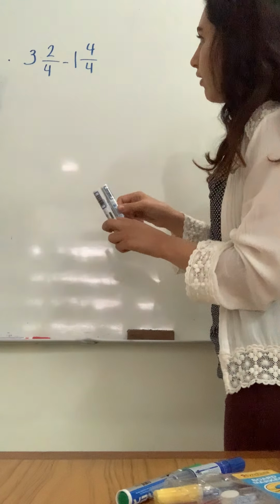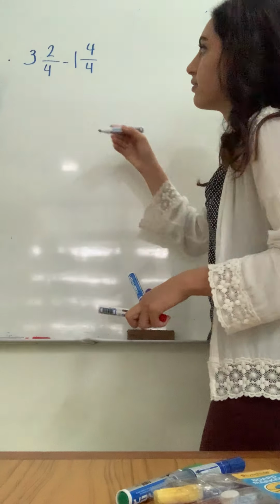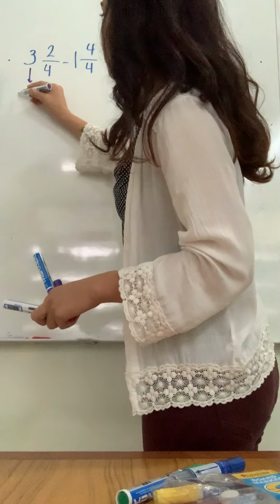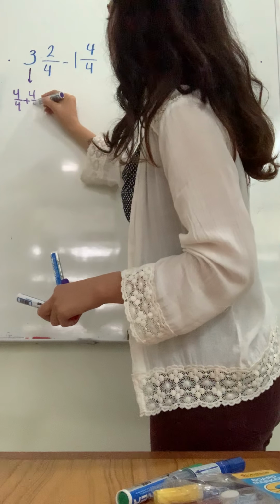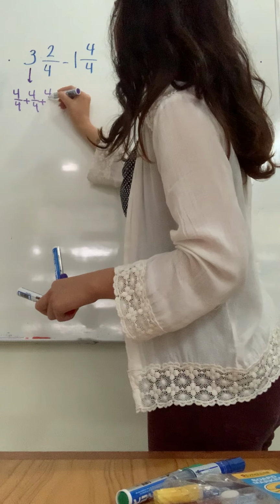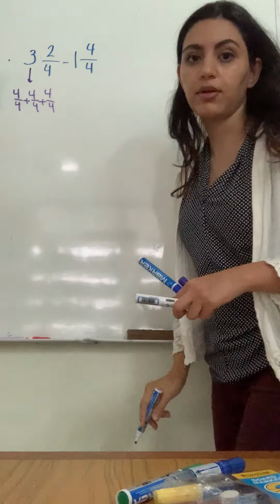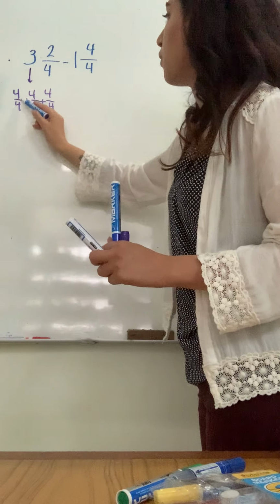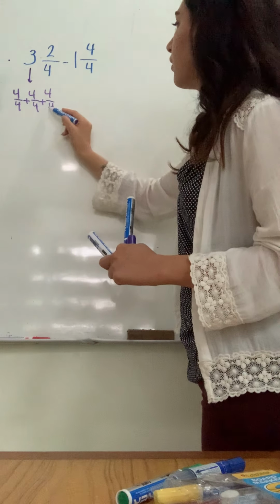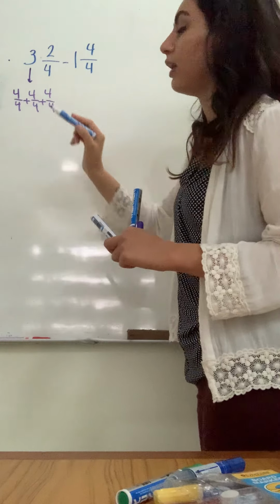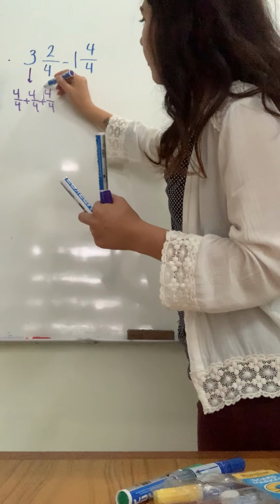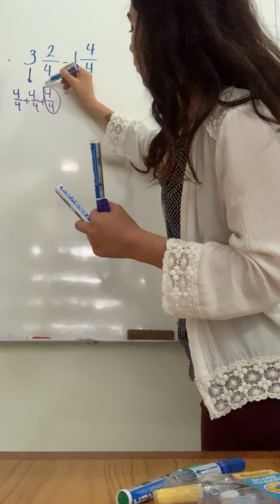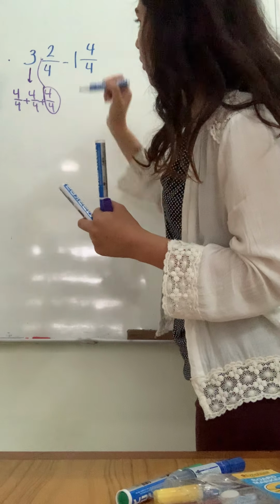So we have to open up 3 and say what 3 means. 3 means 4/4 plus 4/4 plus 4/4. That's what it means. It means 3 wholes. 1 whole plus 1 whole plus 1 whole. 1, 2, 3. Okay? And then we have to give one of them to 2/4.